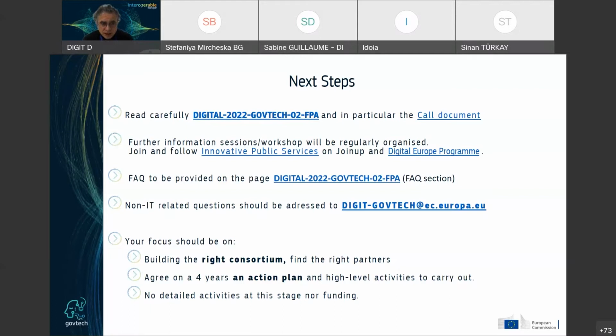And as we say, your focus now should be, I would say, not to work on detailed activities and who would receive what, but on building the right consortium, finding the right partners, and agreeing on a 4-year action plan and high-level activities to carry out. This is very important. I know that until May it's not possible to decide who will do which pilot, but that is not the important thing right now. Right now it is to find partners. This is why we're here as well, and to agree on the 4-year plan of activities.